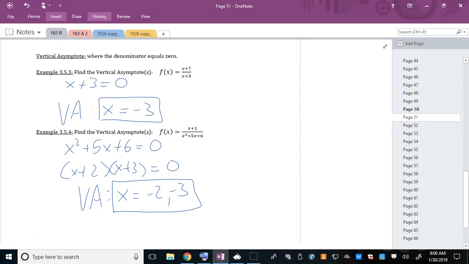Finally, when you have a vertical asymptote, make sure that you have the x equals. These are vertical lines, so the x equals is part of the line. If we put a y equals, that is a horizontal line, and that is something different. So again, the x equals does need to be part of our answer.